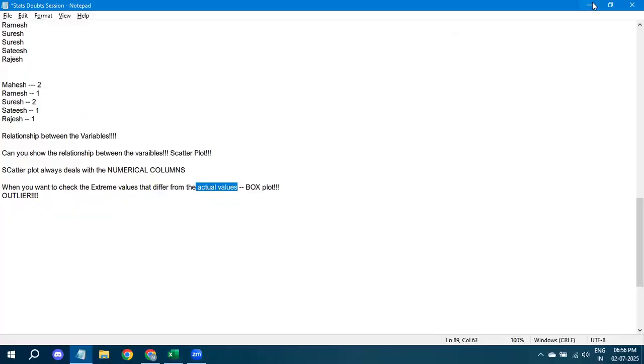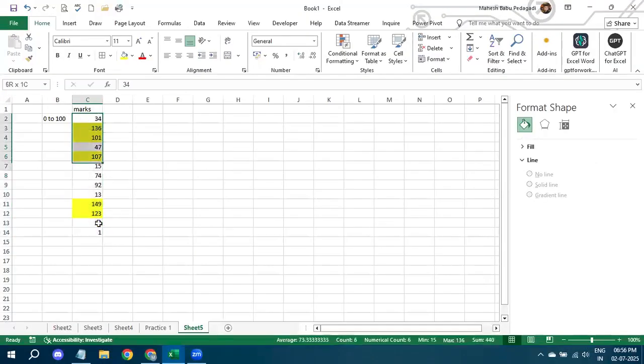What are the actual values? From this data, what are the actual values? 0 to 100. 0 to 100. Perfect.